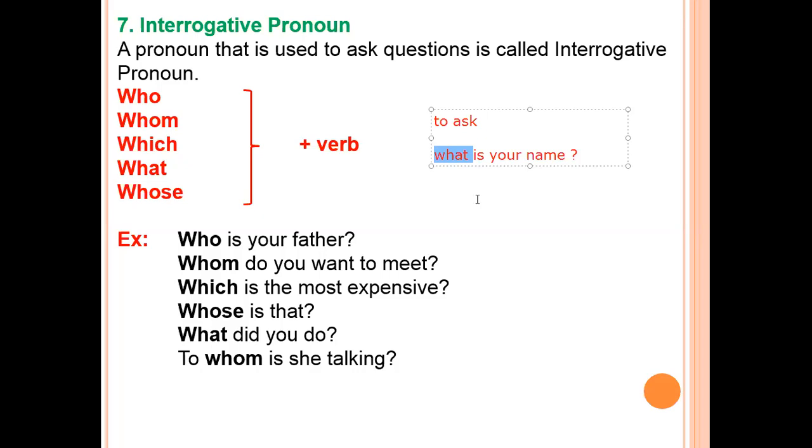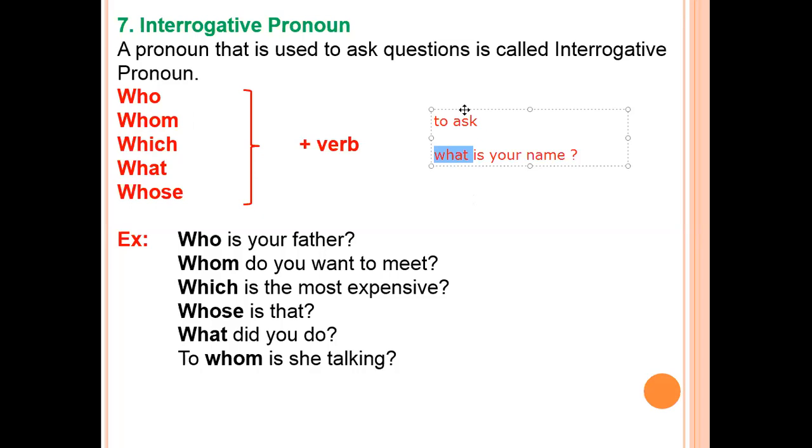Clear? So I have already mentioned here who, whom, which, what, whose. Clear? We call them interrogative pronouns. Interrogative, you use it to interrogate. Clear? So we call them interrogative pronouns.